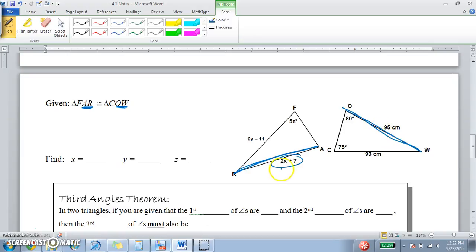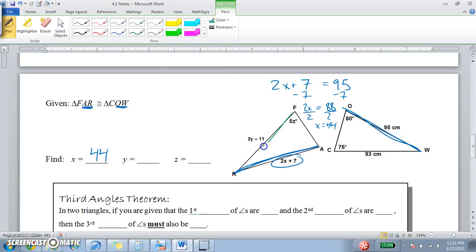So I know these two things have to be the same. They have to be congruent because they match up. They're corresponding. So I know that 2x plus 7 has to be equal to 95. So now I just solve this equation. Subtract 7. 95 minus 7 is 88. If that equals 2x, I divide by 2 to get x equals 44.